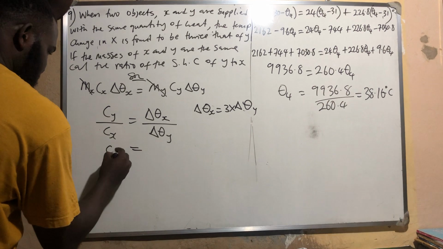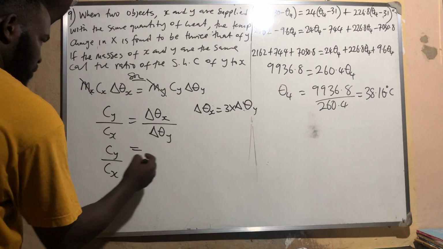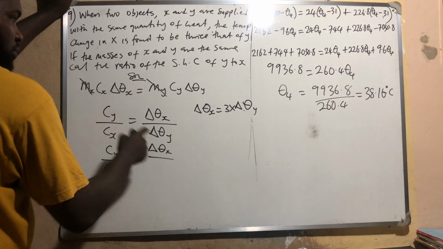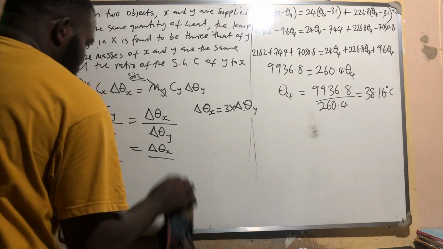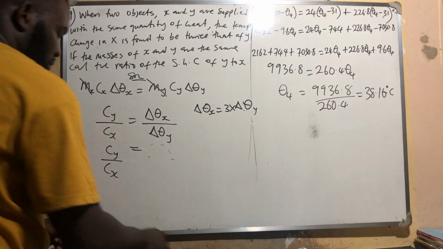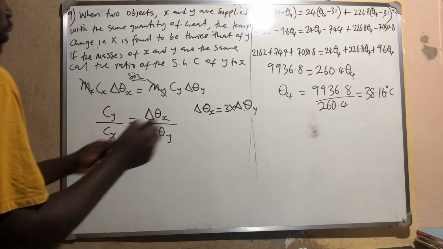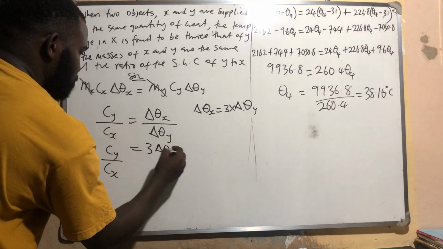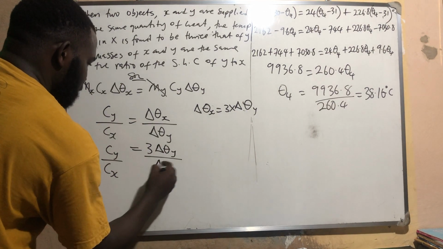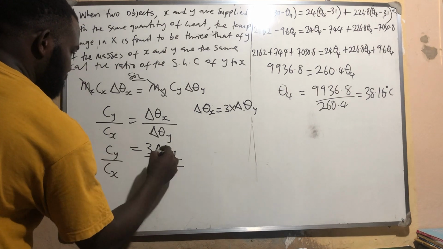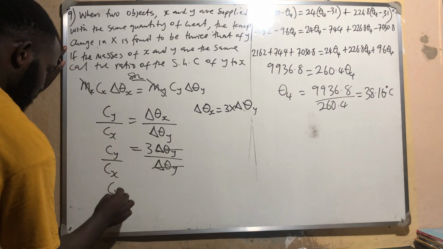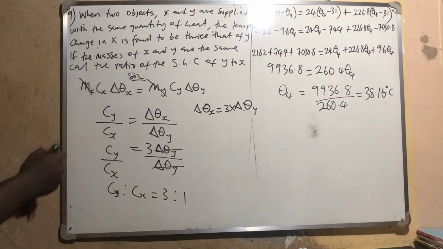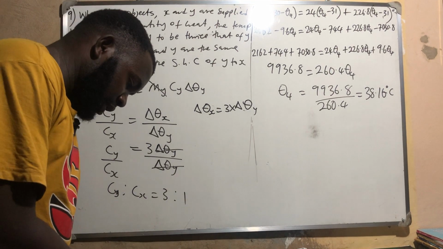So what do I have? Cy over Cx is equal to what? Theta x all over... Instead of putting the change in temperature of X, I'll put 3 times this. So I have 3 change in temperature of Y all over the change in temperature of Y. So this cancels this. I will now have that Cy is to Cx is equal to what? 3 is to 1. So the ratio is 3 is to 1.